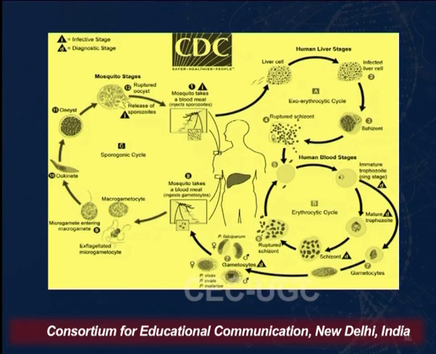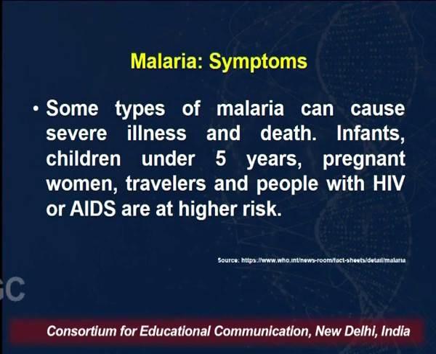Now, there are various symptoms which have been reported in cases of malaria, and many of the symptoms are very severe in children under the age of 5 years or in pregnant women. Some of the symptoms of malaria include extreme tiredness and fatigue, impaired consciousness, multiple convulsions, difficulty in breathing, and abnormal bleeding. So, these are some of the severe symptoms which are found in cases of malaria.